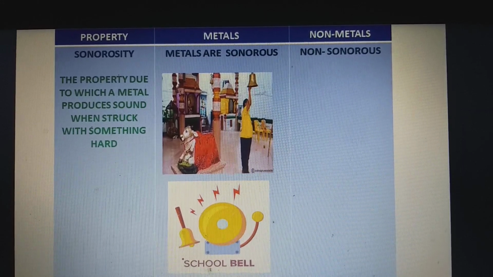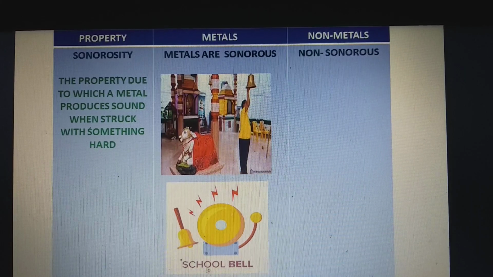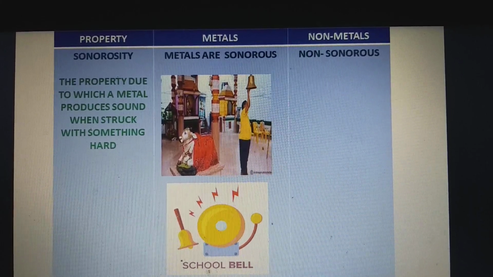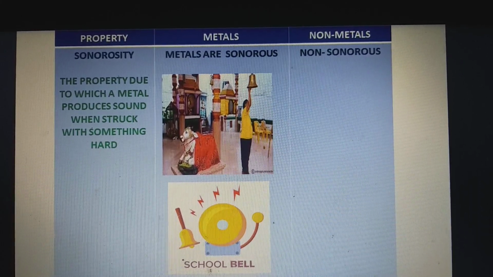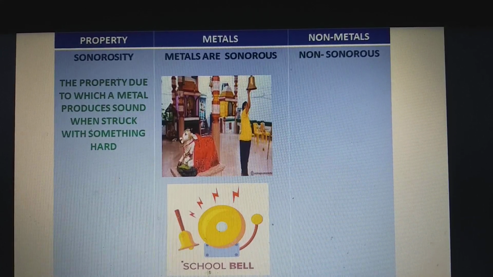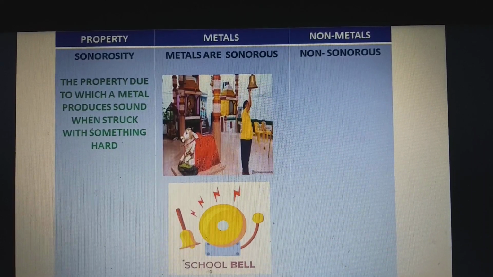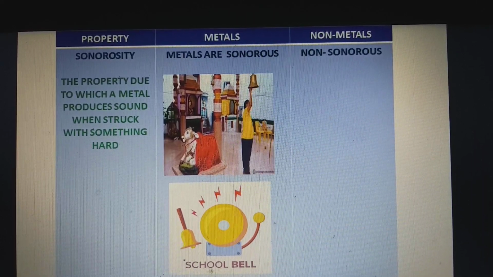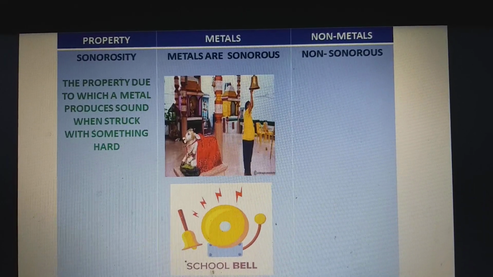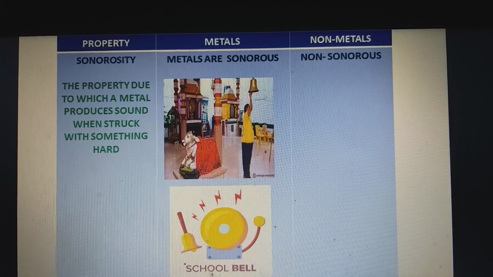Metals are sonorous. Students, I hope you all believe in God. Yes? Okay, I also believe in God. We all go to church, temple, gurdwara or to a mosque to offer our prayers. Have you ever thought that when you go to a temple and you ring a bell, you hear a sound, but do you know which physical property is involved?